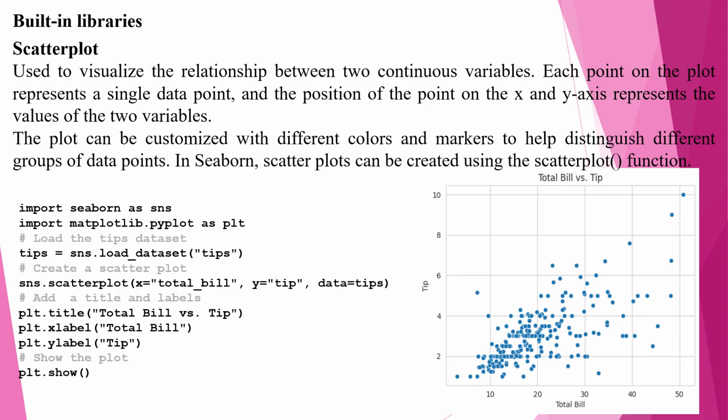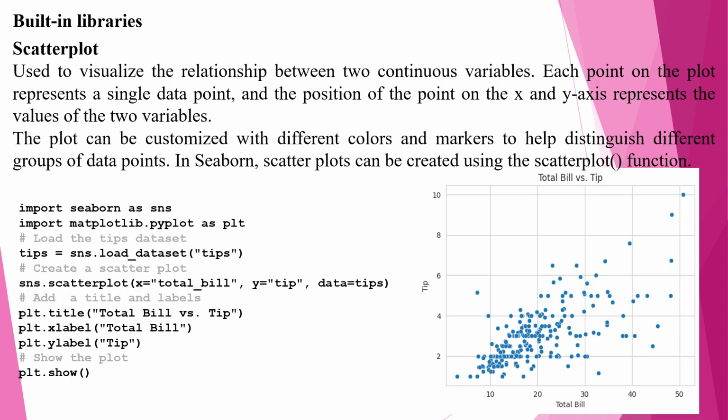A scatter plot is used to visualize the relationship between two continuous variables by representing each data point as a dot on the graph. The position of each point is determined by its value on the x-axis and y-axis, making it easy to observe patterns, trends, or correlations between the variables. It also helps in identifying clusters or outliers in the data. The appearance of the plot can be customized using different colors and markers to distinguish between groups.